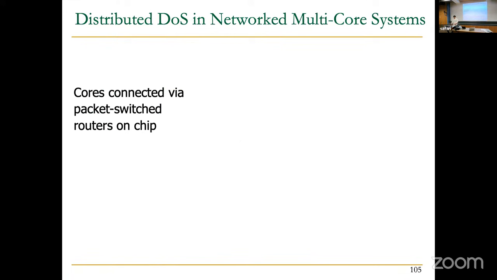Well, that's pretty much it for that specific problem, or rather the problem's manifestation in a multi-core system, in a shared main memory. But you can do distributed denial of service, something similar, in network multi-core systems as well. It's also very important. In these systems, we have cores connected via packet-switched routers on chips.